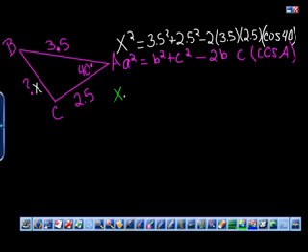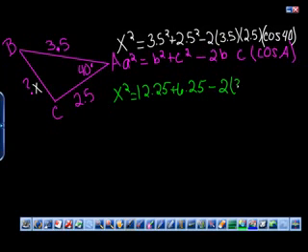So our x squared will equal 3.5 squared, which is 12.25, plus 2.5 squared, which is 6.25, because I'm following Please Excuse My Dear Aunt Sally. Next one is first: 2 times 3.5 times 2.5 times cosine of 40.